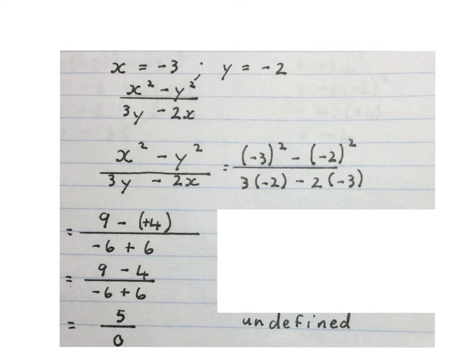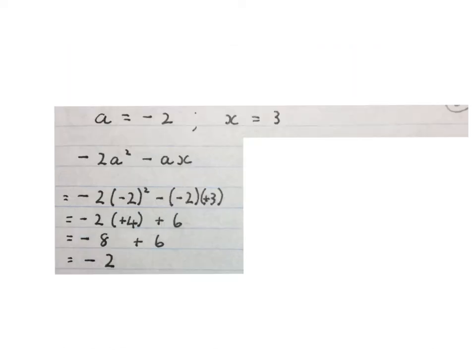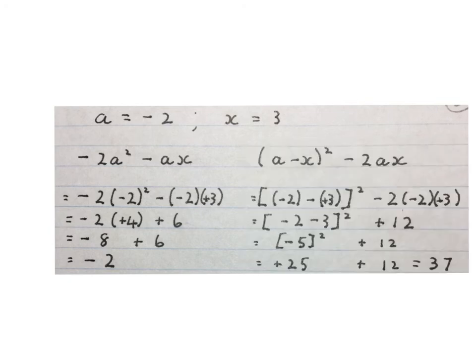Please stop the video and get your brain around this one. I just wrote out 4 more expressions using the variables a is minus 2 and x is 3. Stop the video and just check if all these sums are right. It's the first one. Answer is minus 2. Please also check the second one. The final answer is 37.